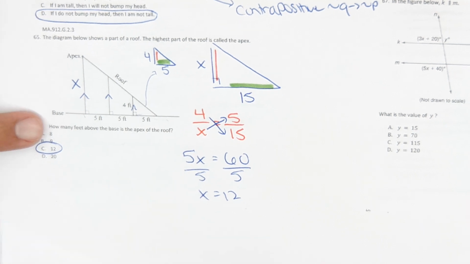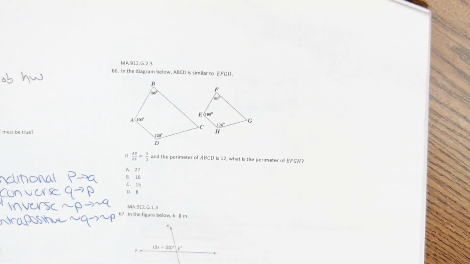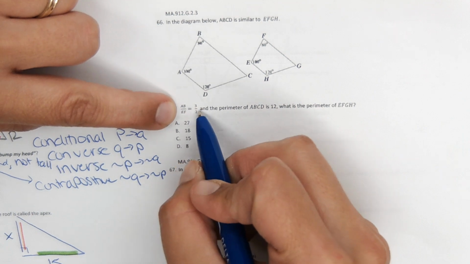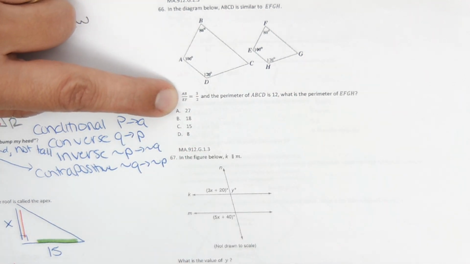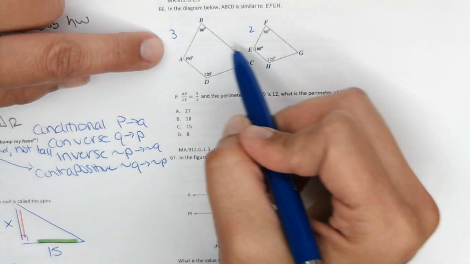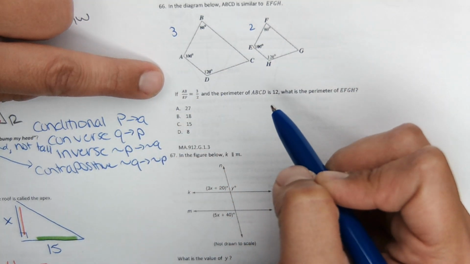Okay, next one. Here's this one right here. In the diagram below, ABCD is similar to EFGH. Segment AB to EF is in a 3:2 ratio. That's like the scale factor of 3:2. It doesn't mean that's the length, it's like the factor that it's related by.